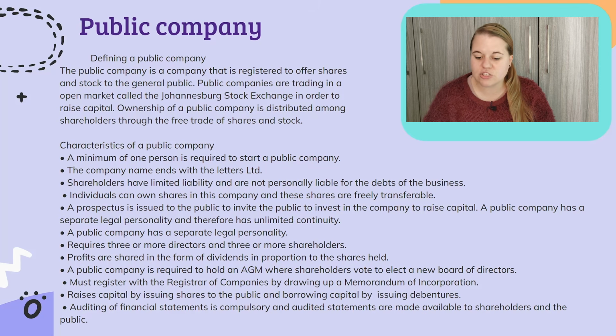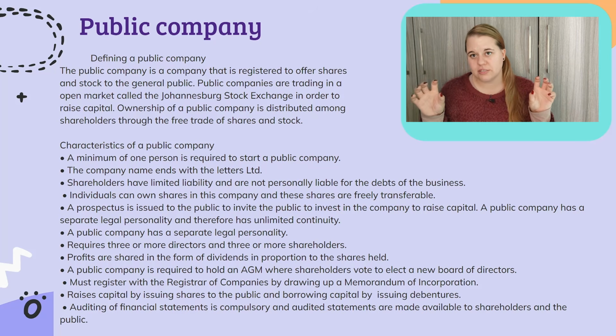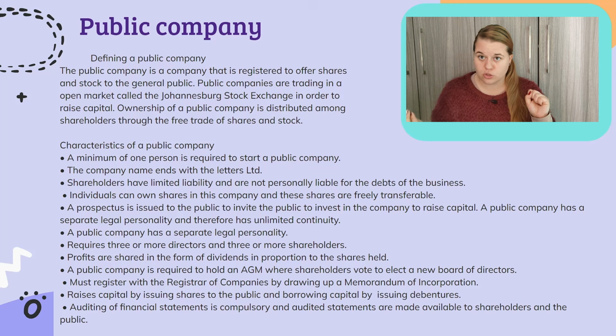A prospectus is issued to the public to invite the public to invest in the company in order to raise capital. A public company has a separate legal personality and therefore it has unlimited continuity. I feel like I've said this a billion times in this video: legal personality, legal entity, means that you are separate from the business. So again, if the business is struggling, they're not going to take your personal assets and your personal possessions.